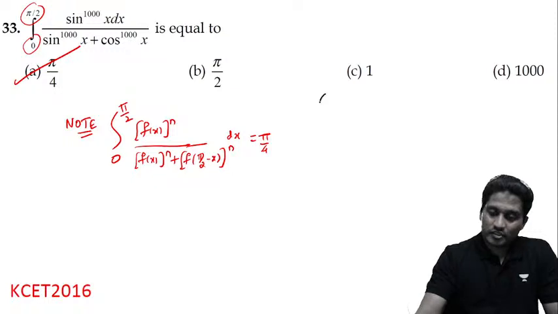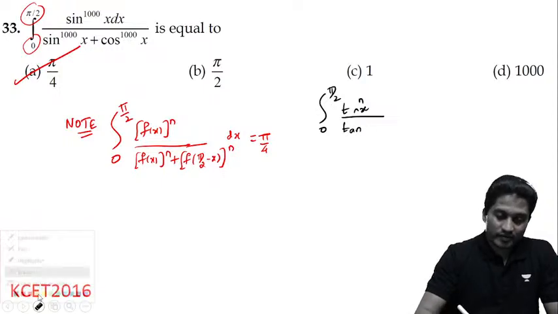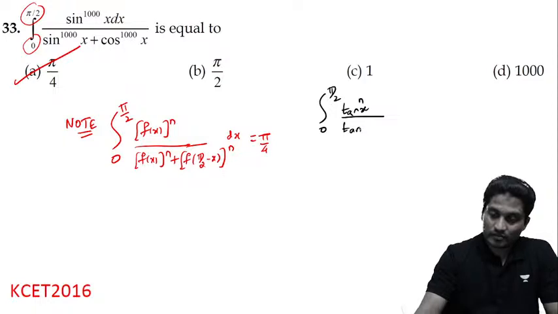Similarly, the limit should be 0 to pi by 2, I can have tan x to the power of n, with any power. Tan x to the power of n divided by tan x to the power of n plus cot x power n. With any power, answer is pi by 4. Again, this is tan x power n over tan x power n plus cot x power n, dx. With any power, answer will be equal to pi by 4.